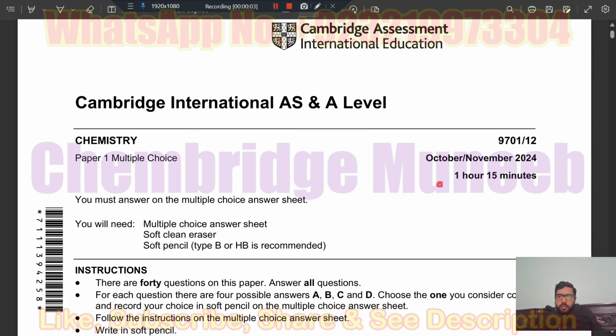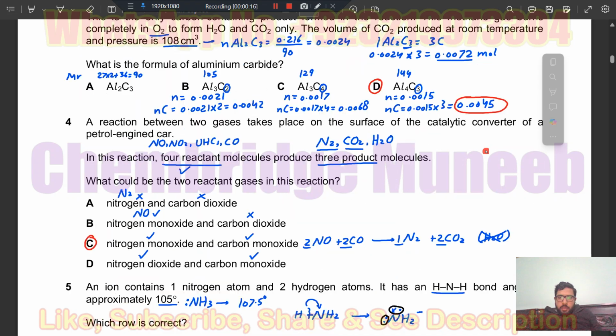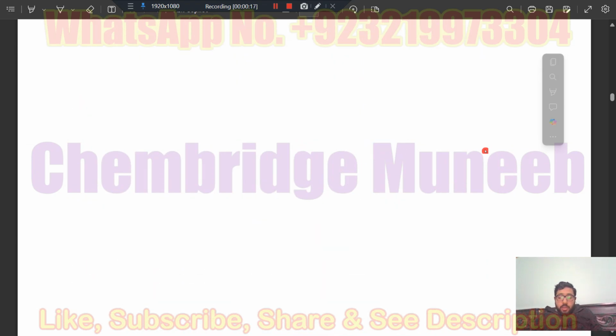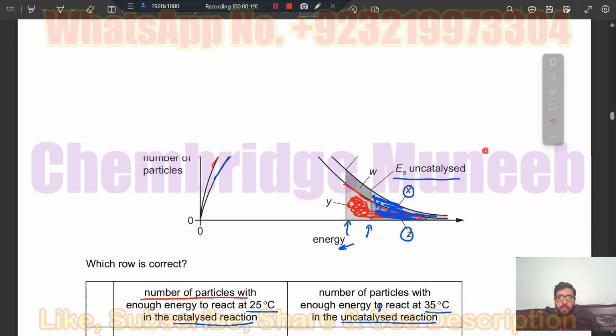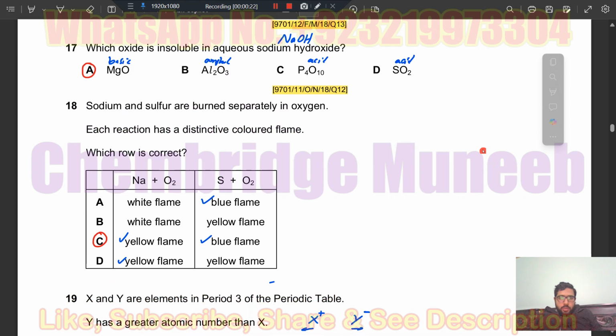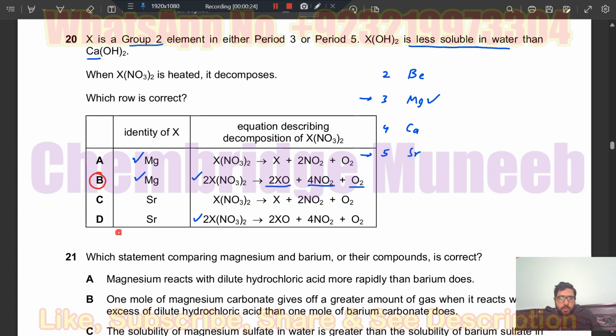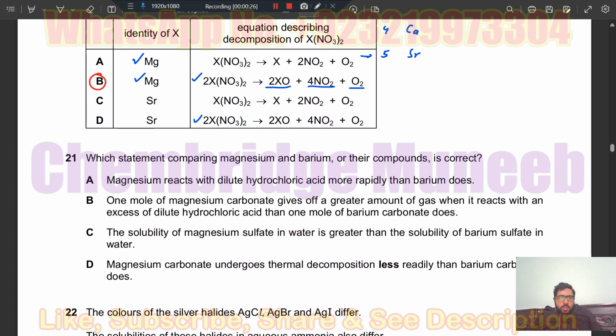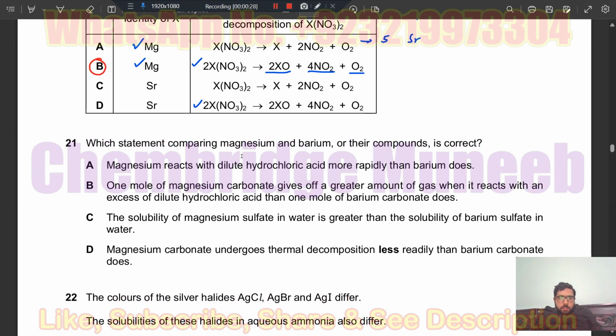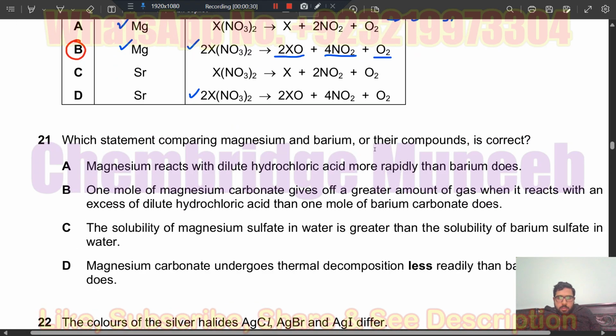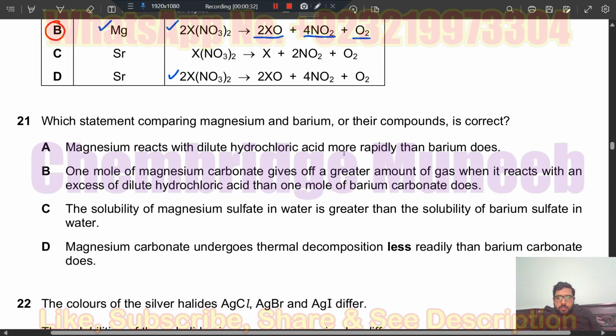So, in today's video, I shall continue from the second part of the previously created video of October 2021, paper 1, variant 2. Previously we had completed up to question number 20. Now, we shall continue from question number 21. The question states: which statement comparing magnesium and barium or their compounds is correct?